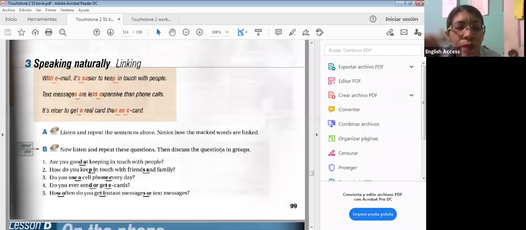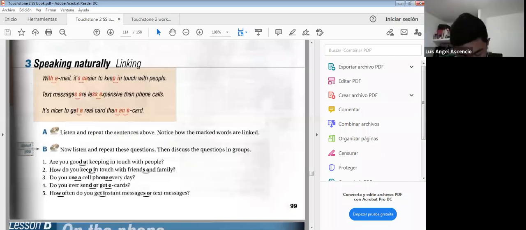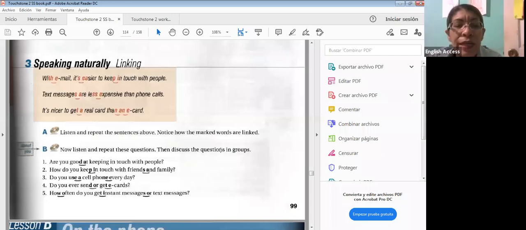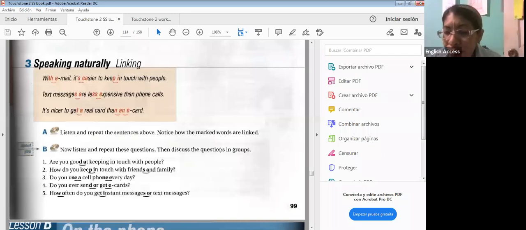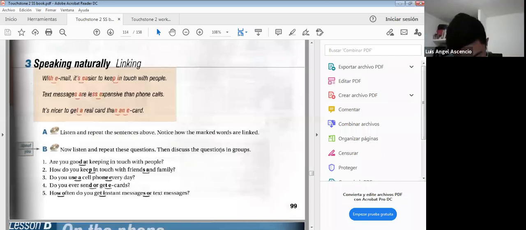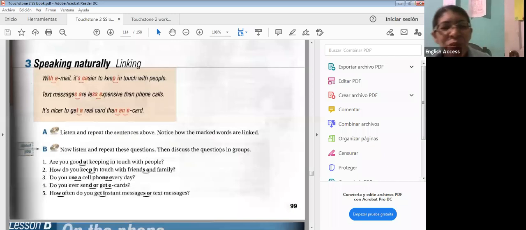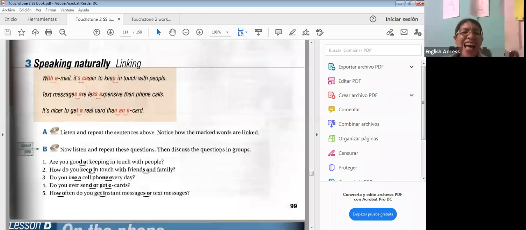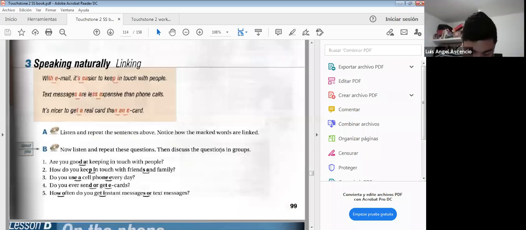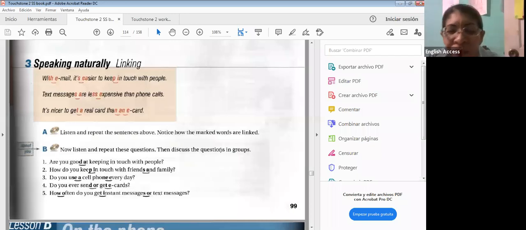Excellent. How do you keep in touch with friends and family? Okay, one more time. How do you keep in touch with friends and family? Do you use a cell phone every day? Do you ever send or get e-cards? Okay, one more time. Do you ever send or get e-cards? Excellent, okay. How often do you get instant messages or text messages? Excellent, Luis.